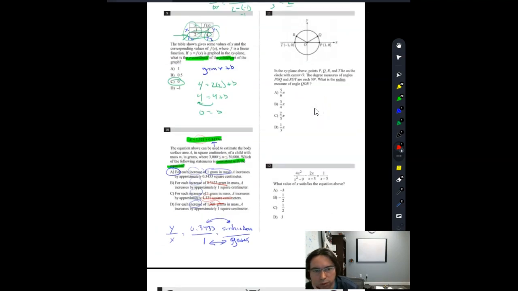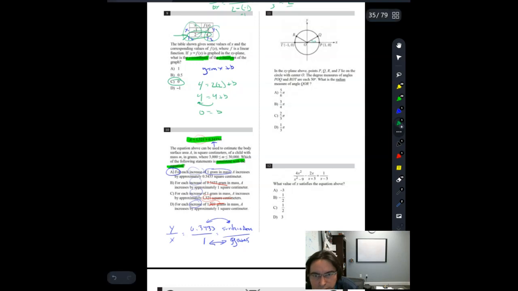Okay, number 11 here. Let's look at this. So in the XY plane above, P, Q, R, and T lie on the circle with center O, and the degree measures of angles POQ and ROT are each 30 degrees. What is the radian measure of angle QOR? Okay, so this is saying the angles POQ and ROT are each 30, right?